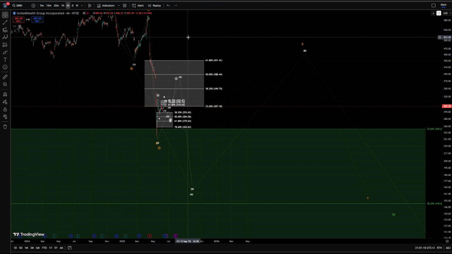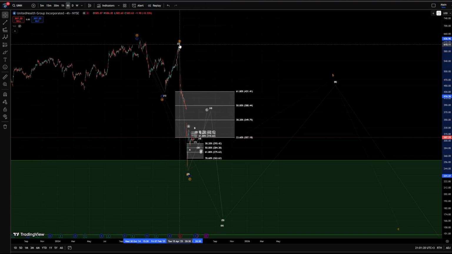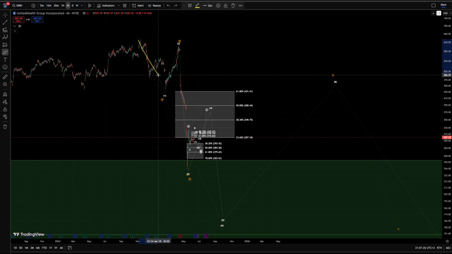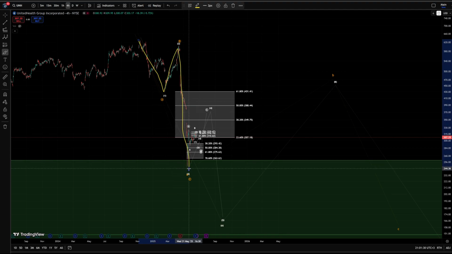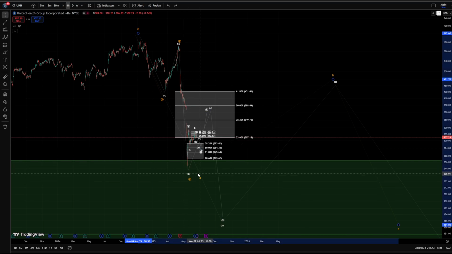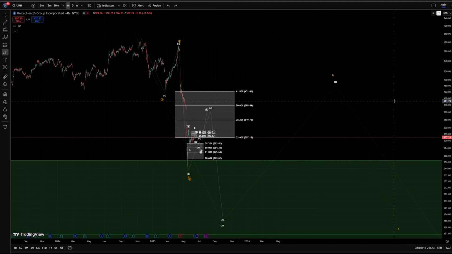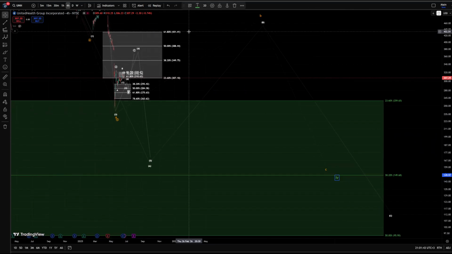the higher probability orange scenario as well, where we still had a wave A, or rather a two-wave move to the downside in wave A, B, C, but then this would be only the wave A in the correction, and then we would still move higher in wave B and then lower in wave C to complete the wave 4 correction in green.